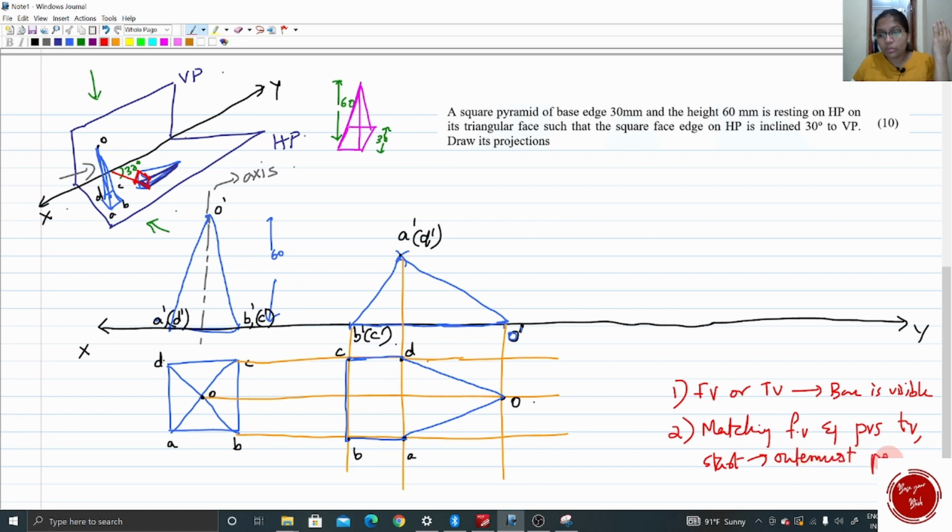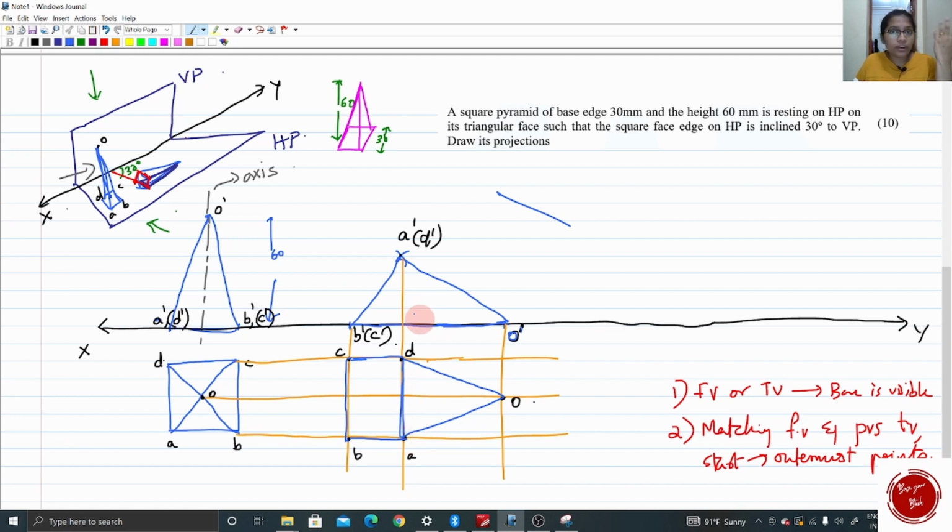Okay, outermost points. What you need to do is connect these outermost points. After that, check for the points which are away from xy. For the corresponding front view, you have a dash d dash away from xy. So the line a dash d dash must be drawn in continuous lines, because we are taking the top view, so a dash d dash will be clearly visible to us. So AD is clearly visible, so connect it with a continuous line.